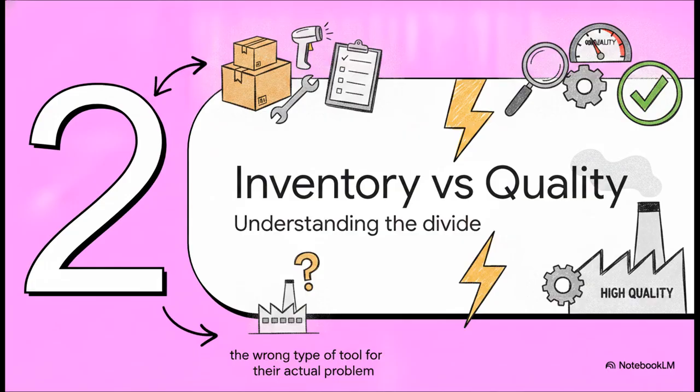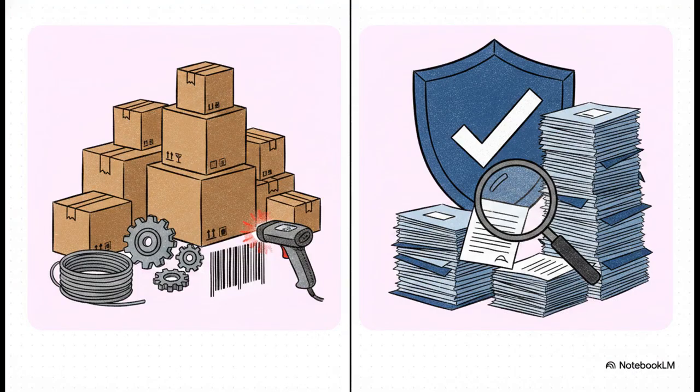Moving on to Section 2, inventory versus quality audits. We really need to understand this divide. And this brilliantly illustrates the difference. On one side of the ring, you have inventory audits. This is verifying your physical stock, your raw materials, work in progress, finished goods. On the other side, quality audits are an entirely different beast. We're talking KPIs, ISO compliance, strict document control.